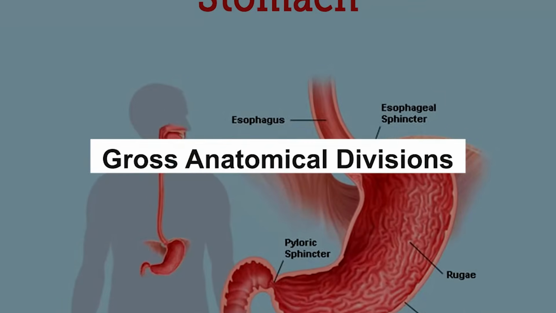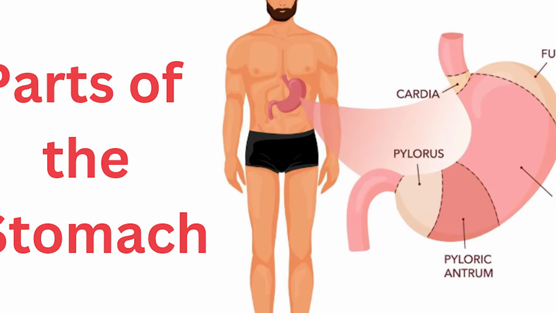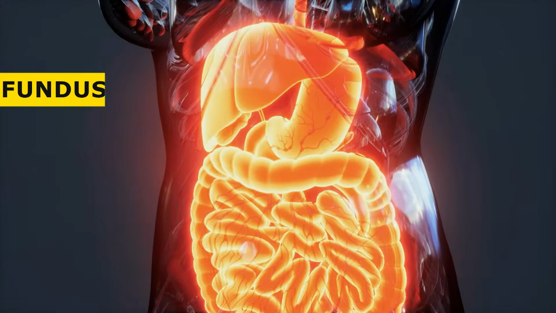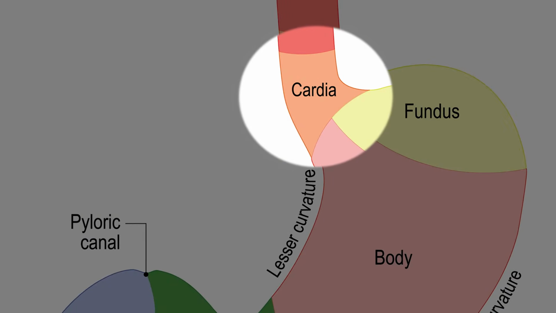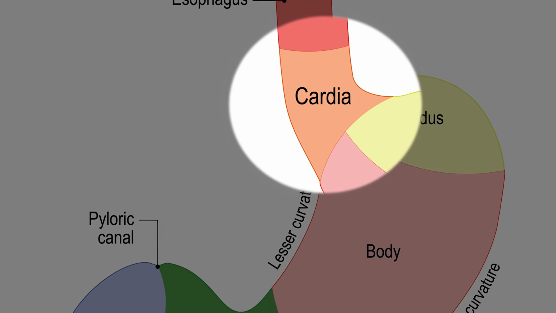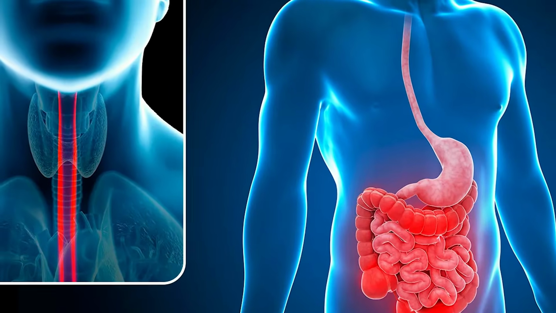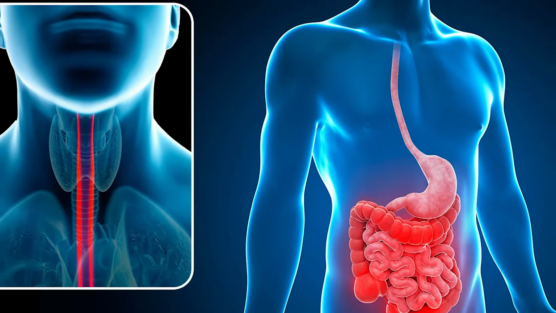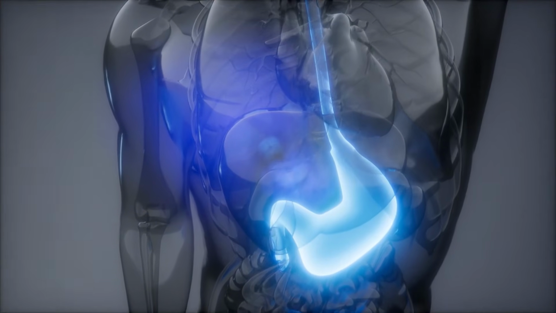Gross anatomical divisions. Externally, the stomach is divided into four major regions: the cardia, fundus, body, and pylorus. The cardia is the area surrounding the opening of the esophagus into the stomach. It contains the lower esophageal sphincter, LES, which serves as a critical barrier to prevent the reflux of acidic gastric contents into the esophagus, thus protecting the esophageal lining.